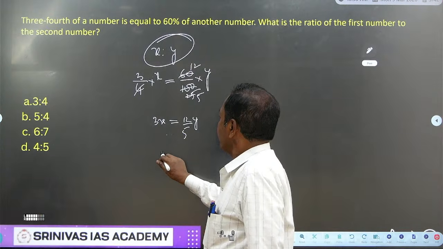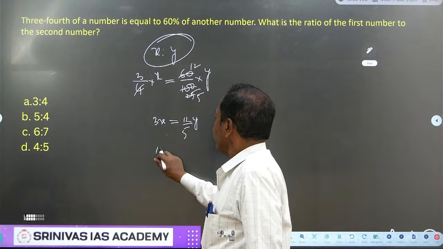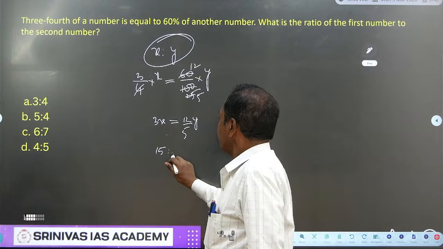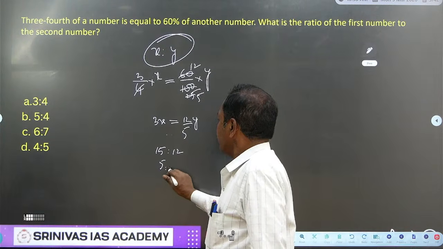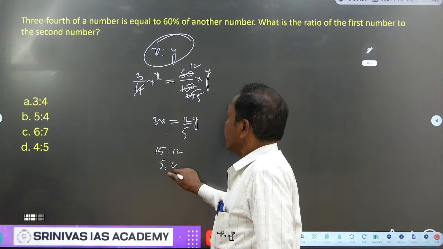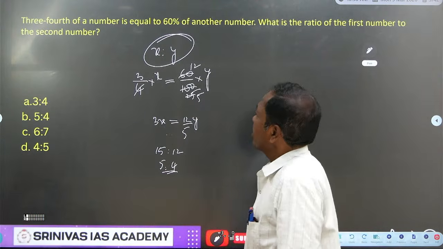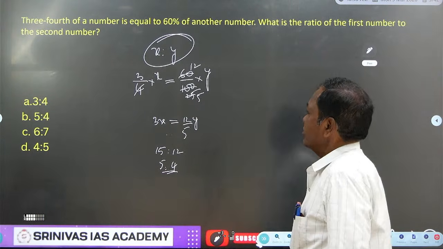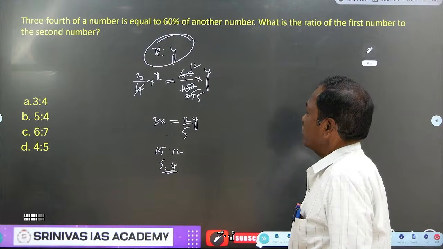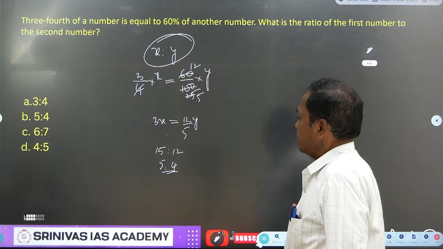Cross multiply. 15 is to 12, 5 is to 3, 5 is to 4. If you try to do it a little simpler, okay, that's right.